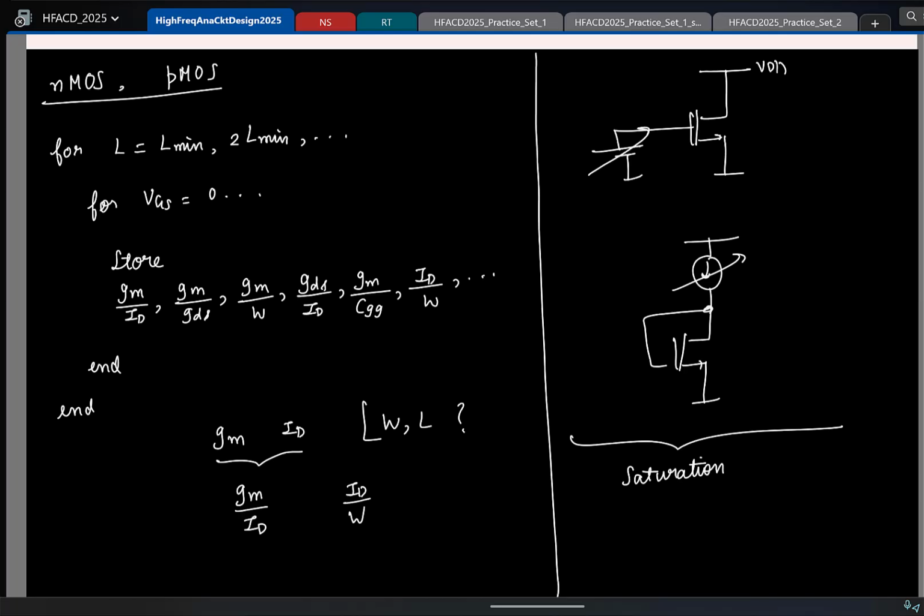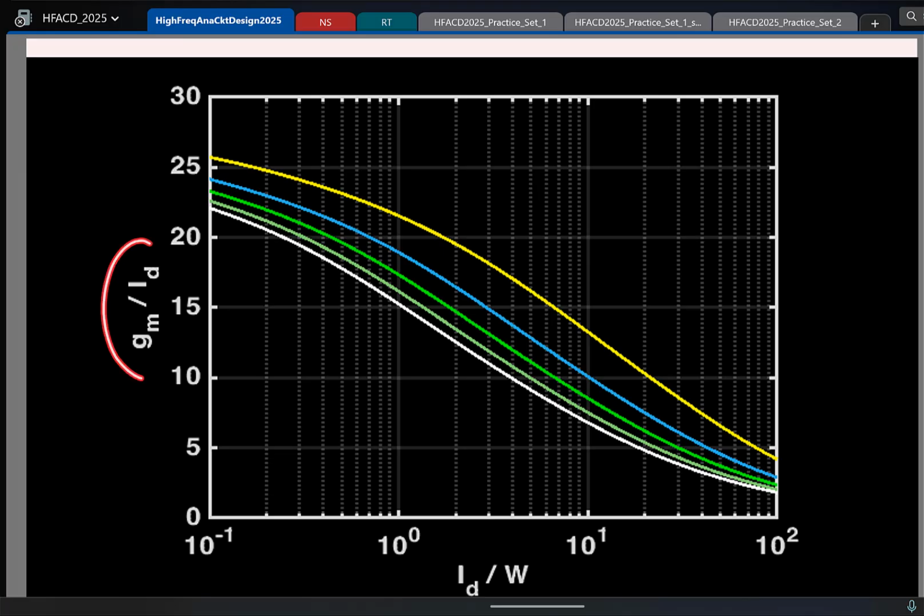So what you can do is plot GM by ID as a function of ID by W for different possible lengths. Let us say L1, L2, L3, etc. Okay, so let us say I do that. This is an example, so let us say I am getting some plot like this. This is GM by ID versus the current density. I have chosen 5 different lengths, starting from the minimum length to 5 times minimum length. So let us say in your design you find the ratio GM by ID required is some 15. So this is the value you want.